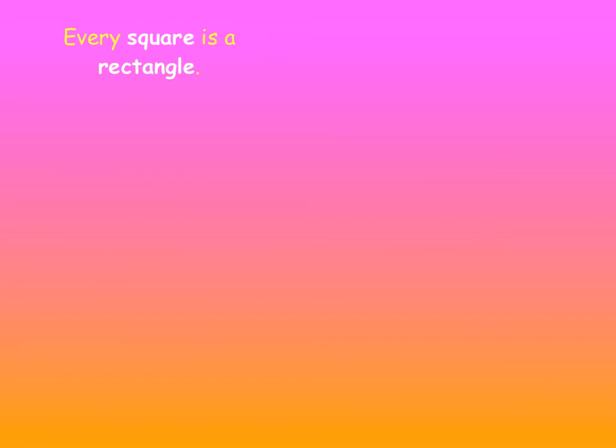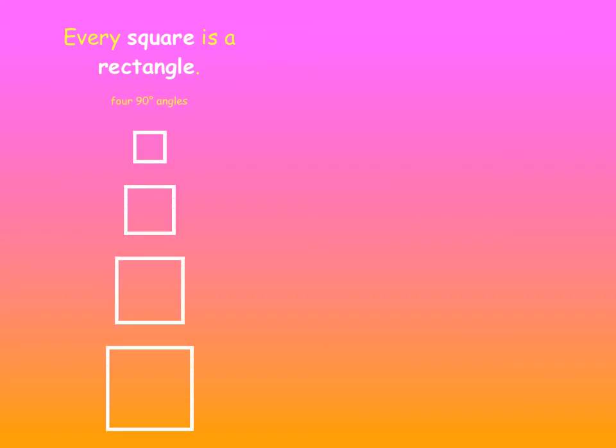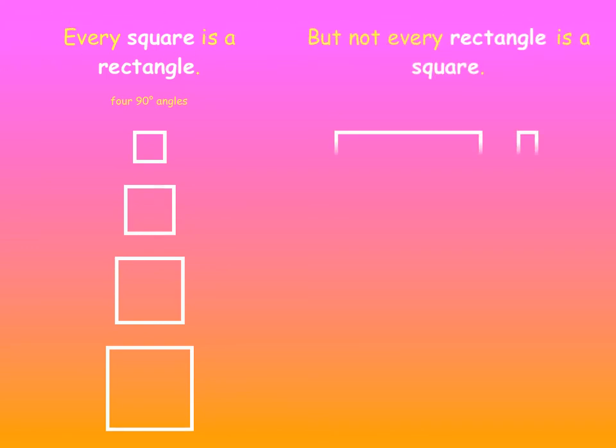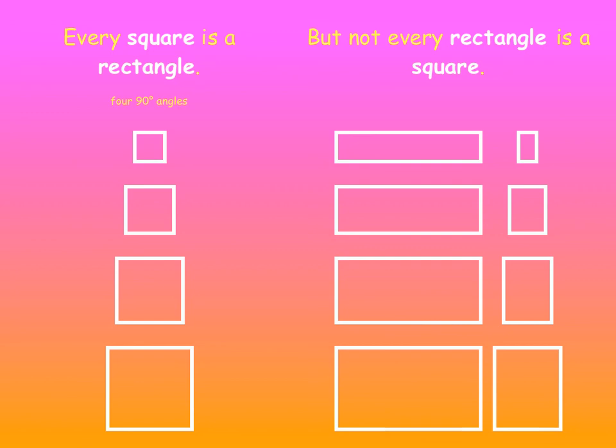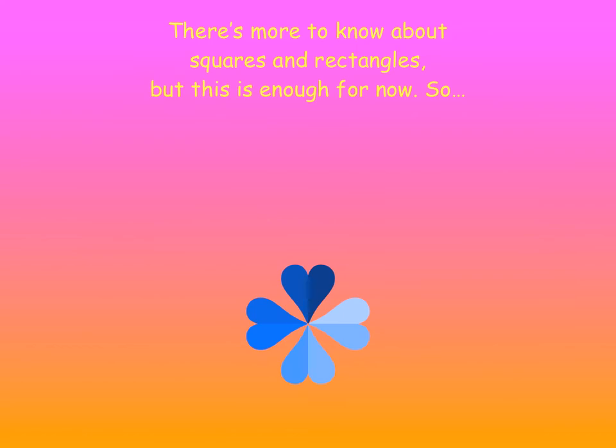Every square is a rectangle because it has four 90-degree angles. But not every rectangle is a square. These are all rectangles, but none of them have a square shape. Well, there's more to know about squares and rectangles, but this is enough for now.